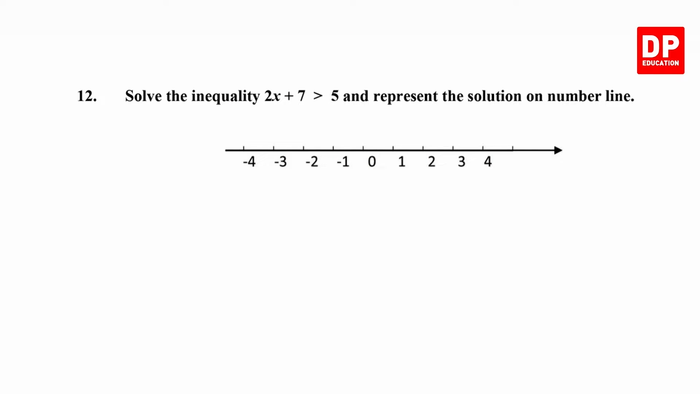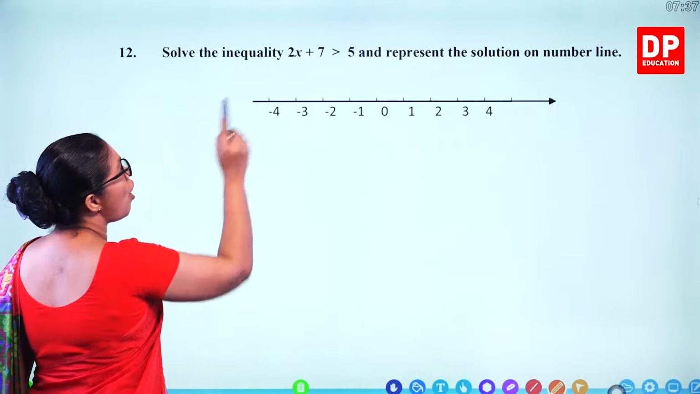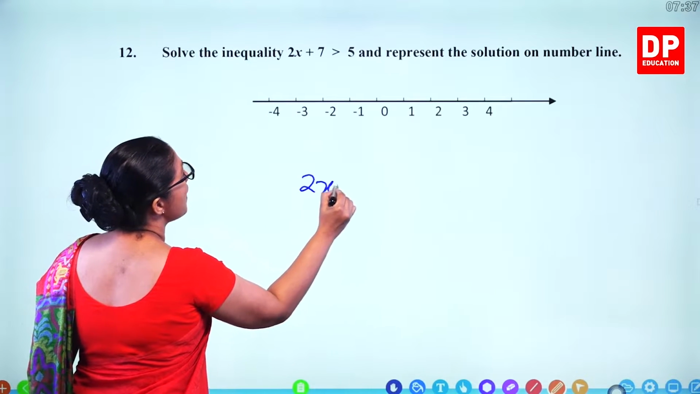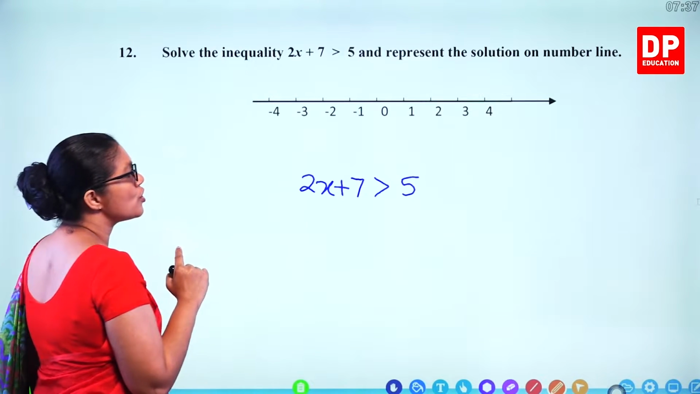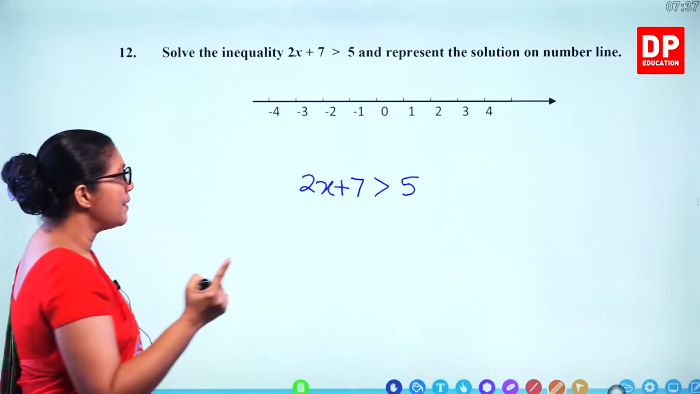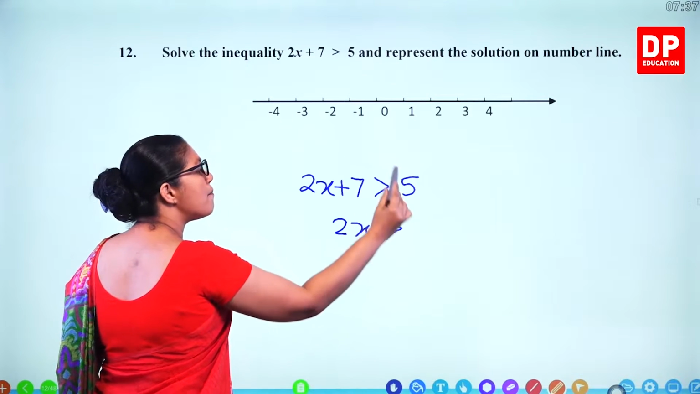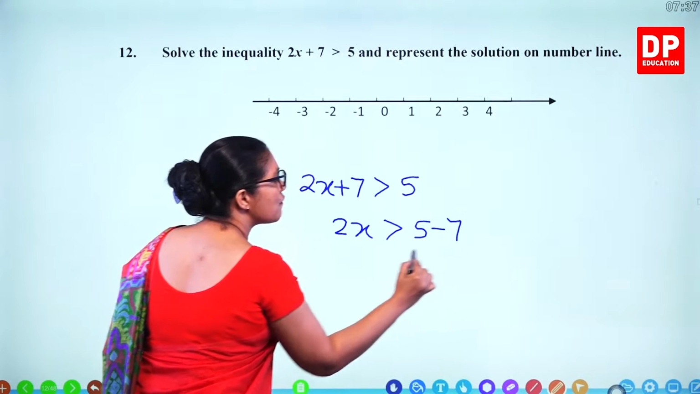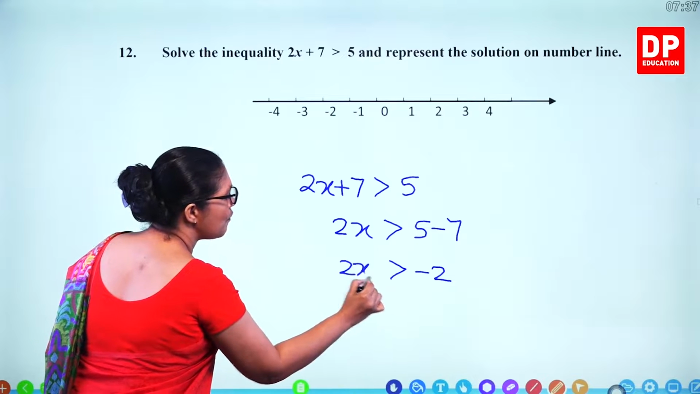Question number 12. Solve the inequality 2x plus 7 is greater than 5 and represent the solution on a number line. Now, first you have to solve this. So, 2x plus 7 is greater than 5. What do you do? Take 7 to the other side. So 2x is greater than 5 minus 7. What is 5 minus 7? You get minus 2.